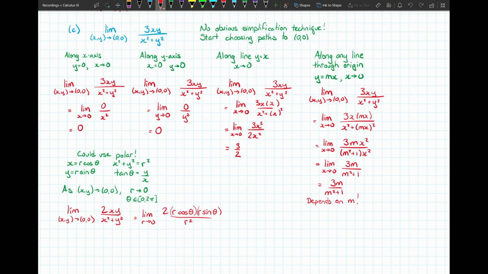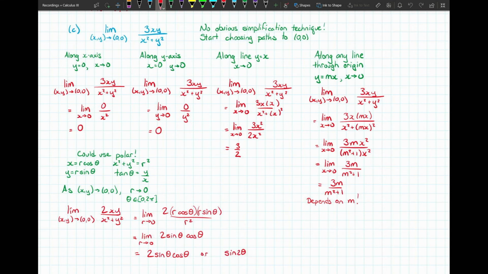That allows us to use any angle at all. We just need r to approach 0. And we can simplify. We have r squared in the numerator and r squared in the denominator. That leaves us with 2 sine theta cosine theta. And since r is no longer in this expression, this is constant with respect to r. In fact, that just ends up equaling the value 2 sine theta cosine theta. Or if you prefer using an identity, we can actually write this as sine 2 theta.